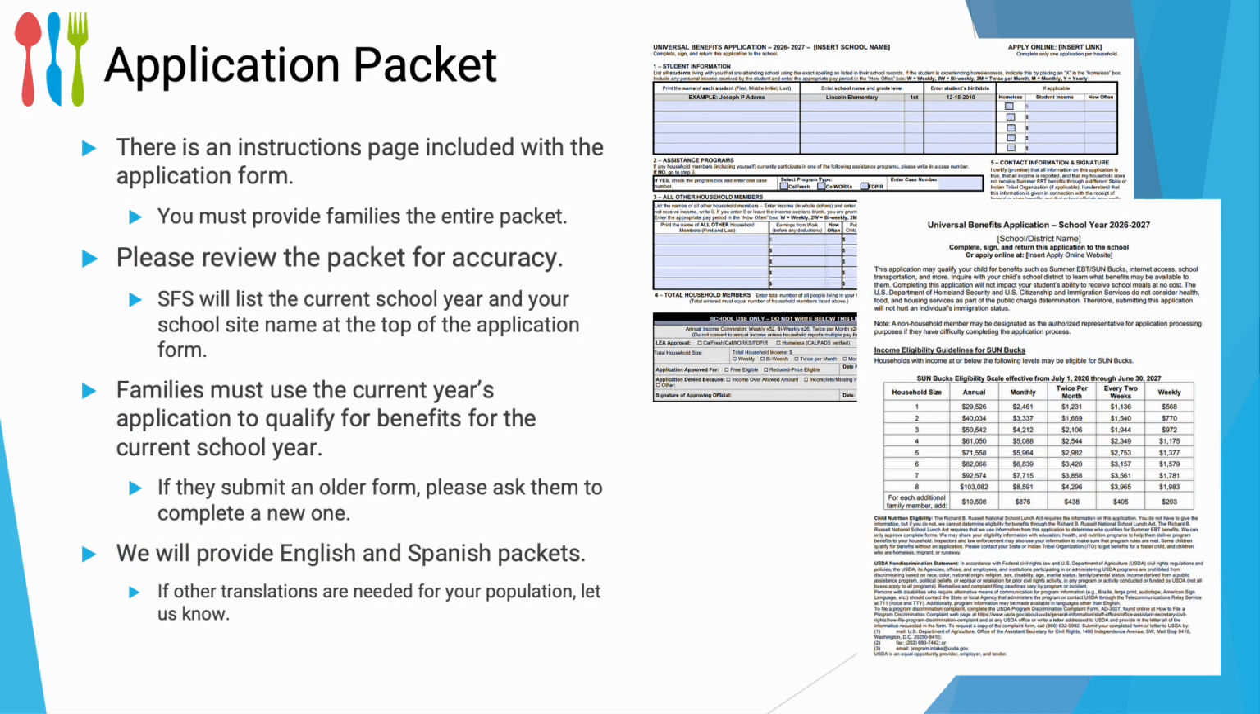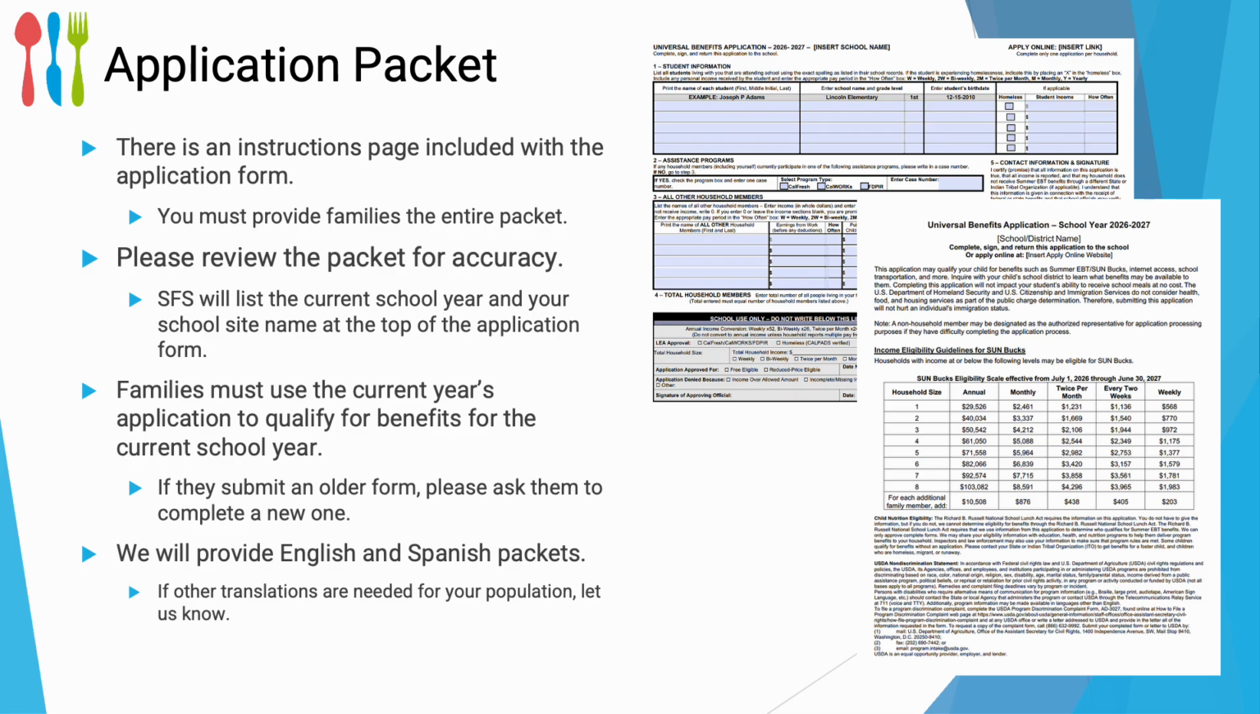First, let's talk about the universal benefit application packet itself. There's an instruction page and an application form, so you can print this front and back, and it's just one paper. But you need to provide the family with both the instructions and the application. Make sure when you get yours that it has the current school year, the right school name on top. We try and double check all that, but just in case there's an issue, we want to fix it before you distribute it to all your families.